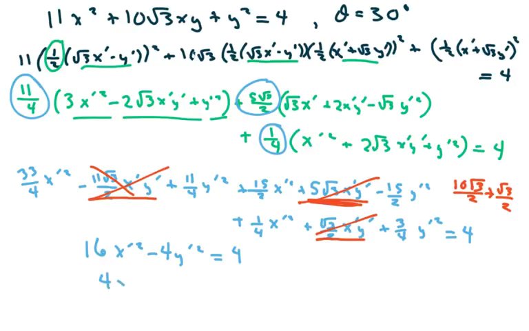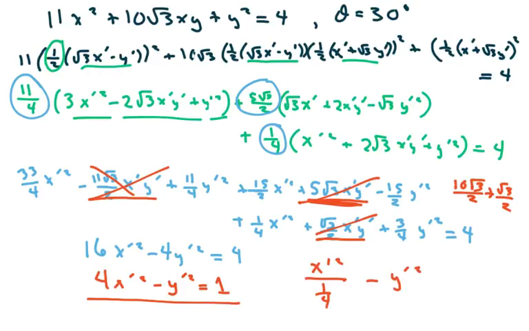And you get 4 x prime squared, in red, I'm tired of blue. So we get 4 x prime squared minus y prime squared equals 1. Now when I write this out, it is a hyperbola, but I'm going to write this as x prime squared over 1/4. So I'm putting this in hyperbolic form.